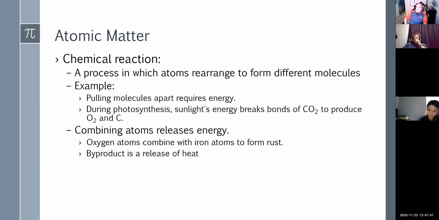And then as we combine atoms, it releases some of that energy. When oxygen combines with iron to form rust, there will be a byproduct of heat. If you were able to watch iron rust over time on a thermal camera, you'd see that it slowly releases a small amount of heat as those atoms combine.